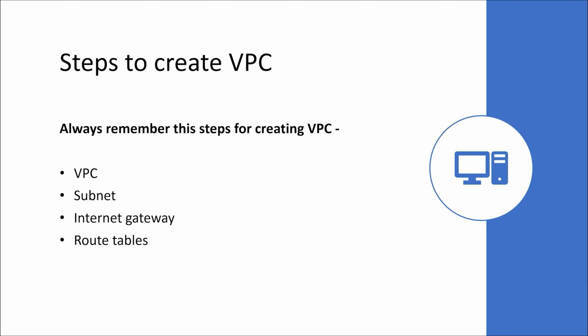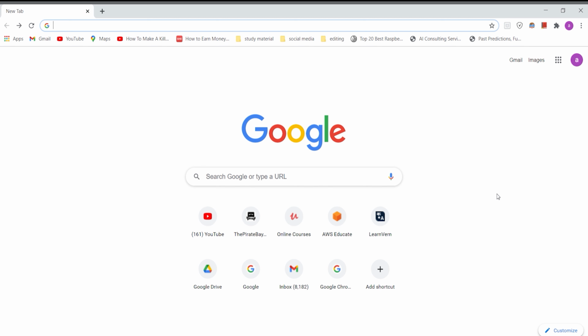Before going to the lab, we should learn the steps to create a VPC. Always remember these steps in order. Firstly we have to create the VPC, then the subnet, then the internet gateway, then the routing table. So it should be in this order. Keep it in mind and always remember this. So let's start with the AWS lab of VPC.